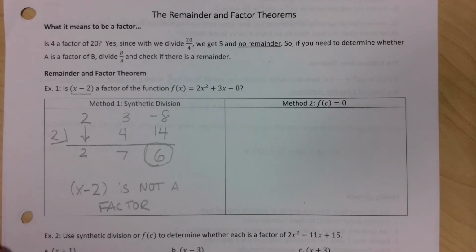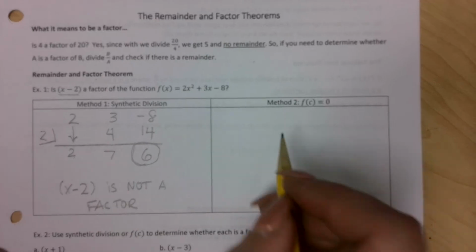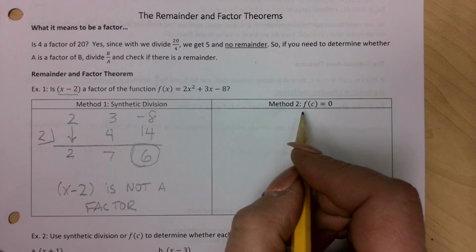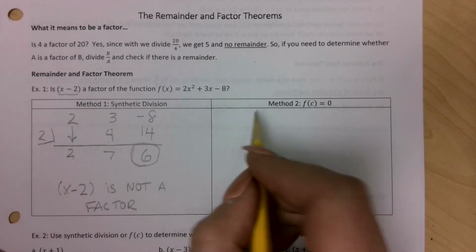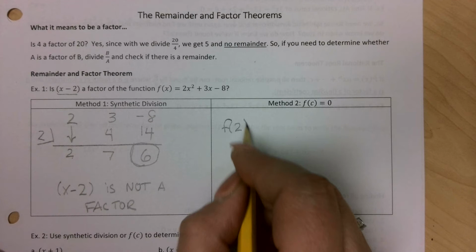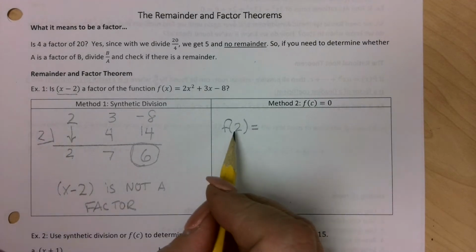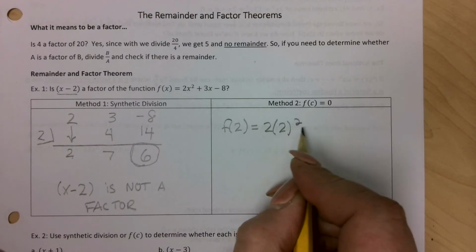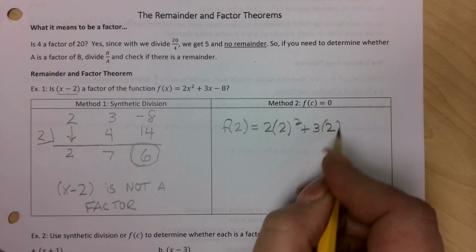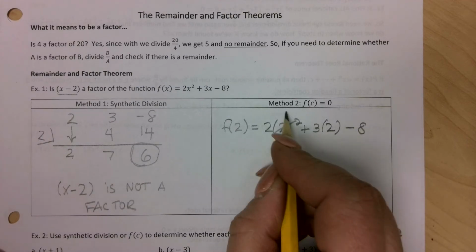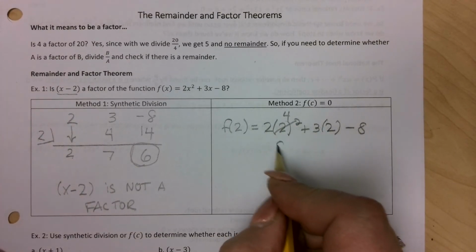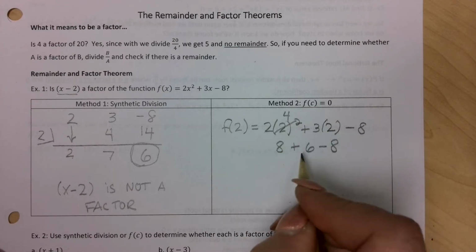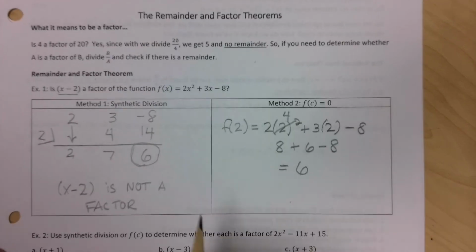We can do the same thing by saying that if f of c is equal to 0, where c would be the solution, or in this case 2, we're going to find f of 2. If you recall, that means take 2 and plug it into the equation. So we have 2 times 2 squared plus 3 times 2 minus 8. This becomes 4, 2 times 4 is 8, plus 6 minus 8. So 8 plus 6 is 14, minus 8, and our final answer is 6.